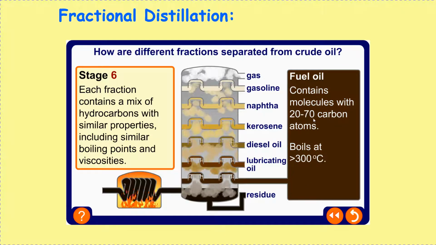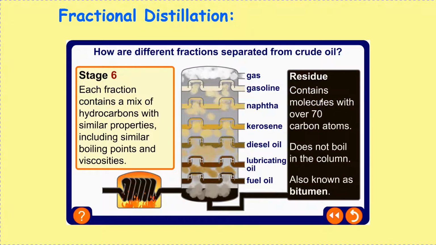So this one is 20 to 70, it boils at more than 300, and then the residue is the really, really long chains, and it doesn't boil. Okay, so it stays as a liquid, and that's also called bitumen, which is the stuff that they put on the road. So like tarmac, sometimes in the summer it starts to melt a little bit and if you stand on it, it's really, really thick and sticky.